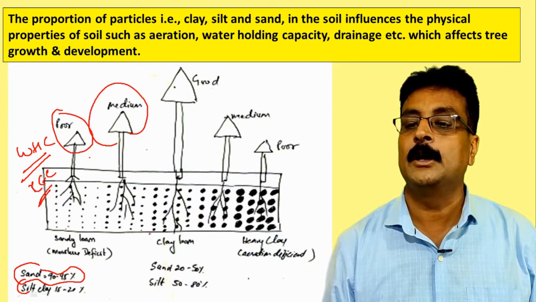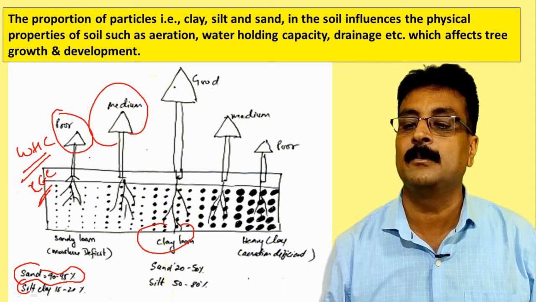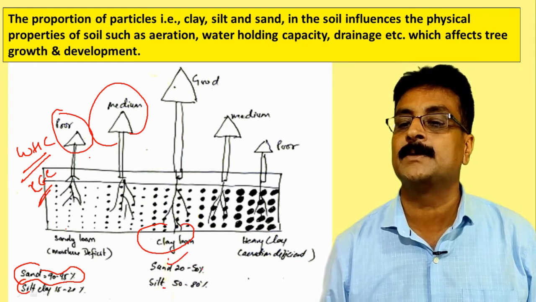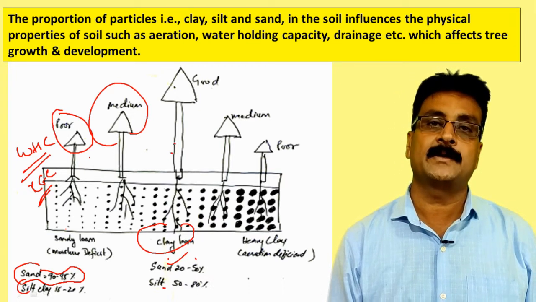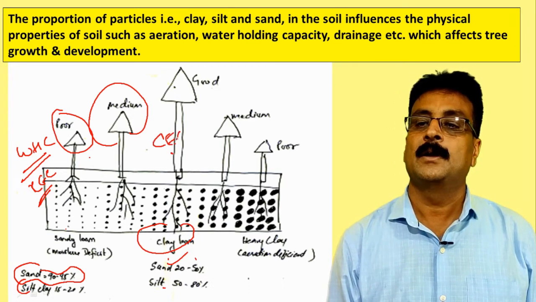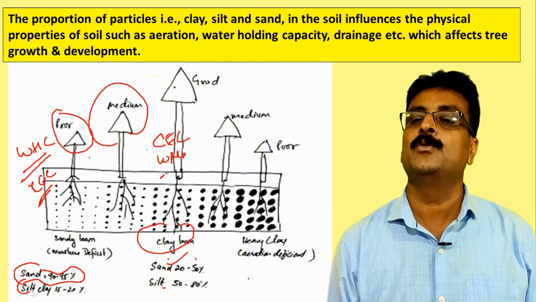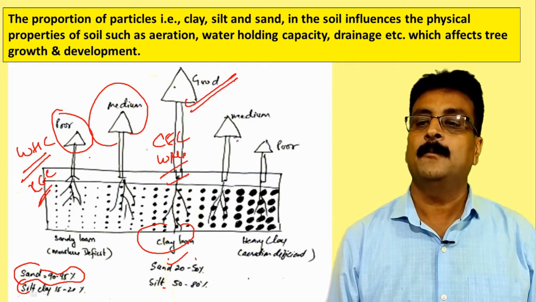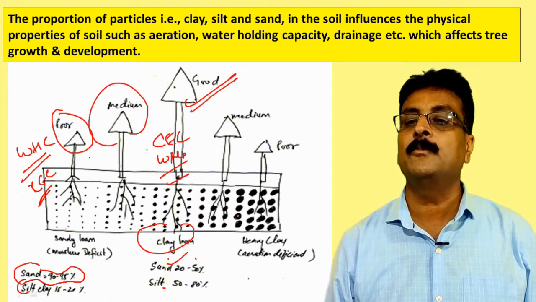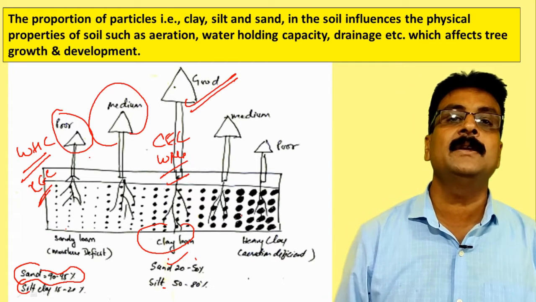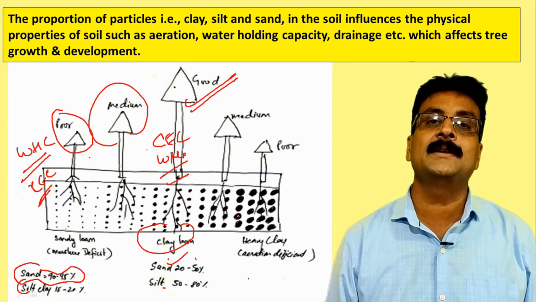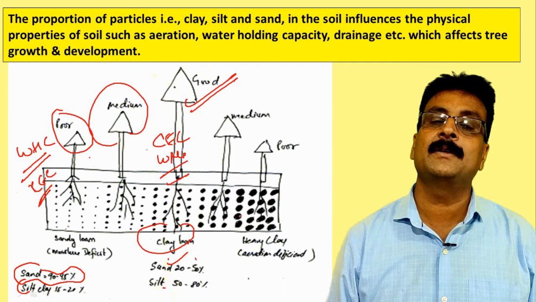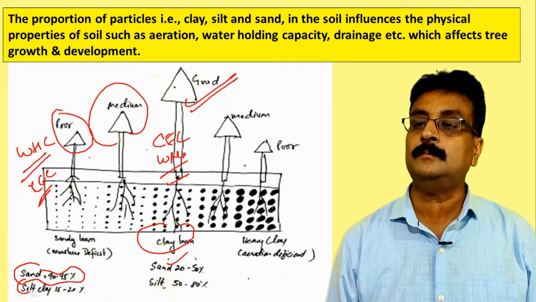But when we have clay loam here, sand is 20 to 50% and silt is 50 to 80%. You can see a very good cation exchange capacity, very good water holding capacity, very good aeration. So very luxuriant vegetation you can have. But when we go further and have more clay, when we increase the clay and decrease the silt and sand, then what will happen? Your porosity will decrease. And what will happen?